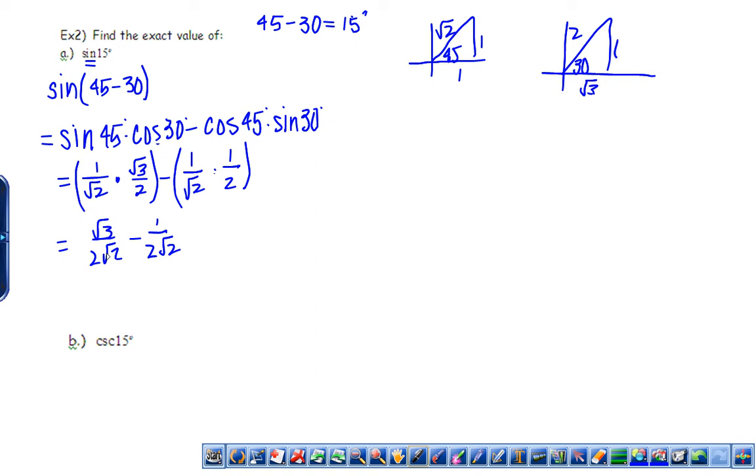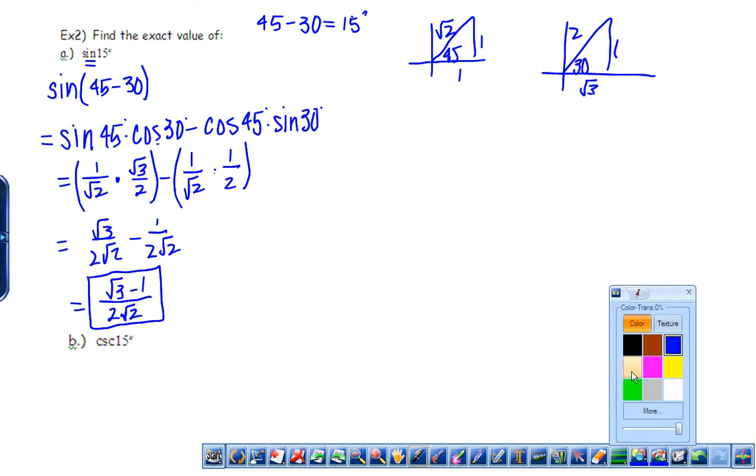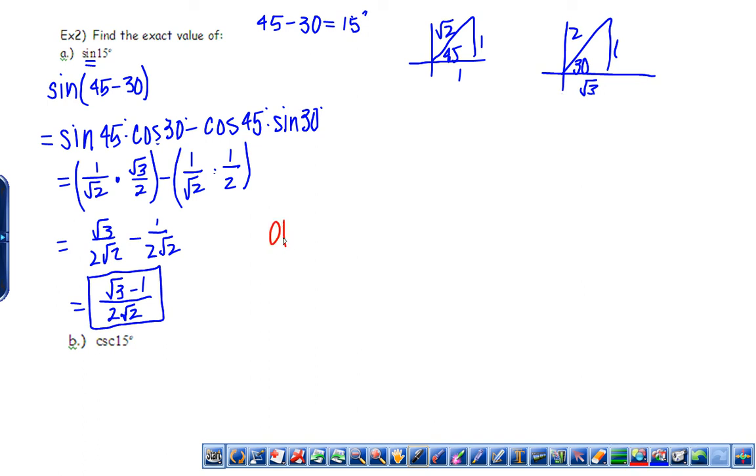Okay, so again, I have a common denominator. So simplifying that gives you root 3 minus 1 over 2 root 2. You do not have to rationalize. That can be your final answer. I do want to show you this. You can rationalize, and it makes this answer a whole lot prettier.